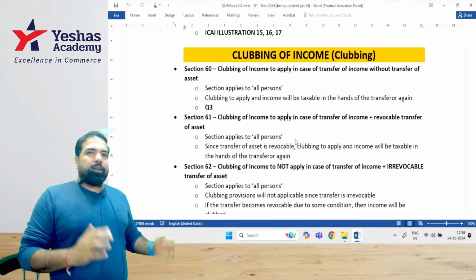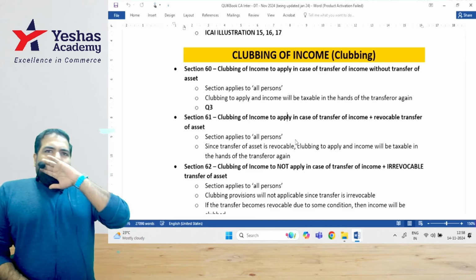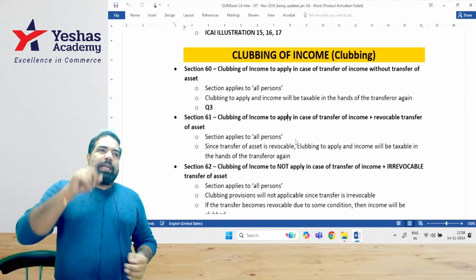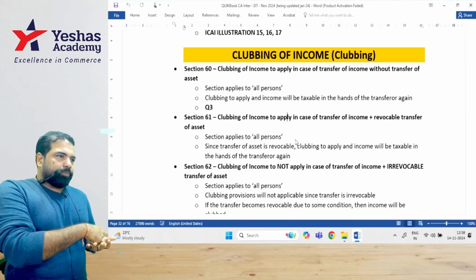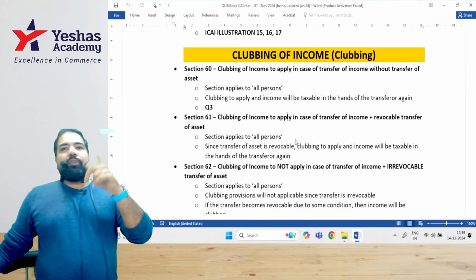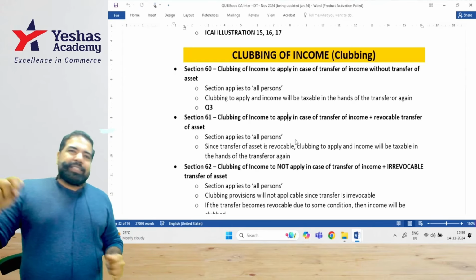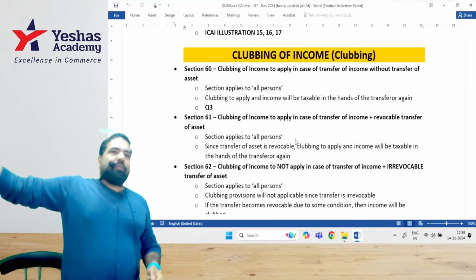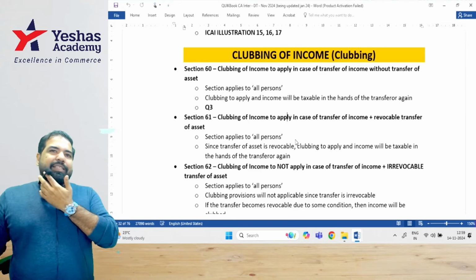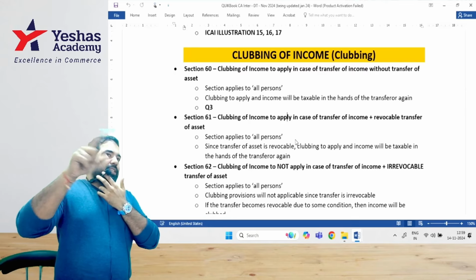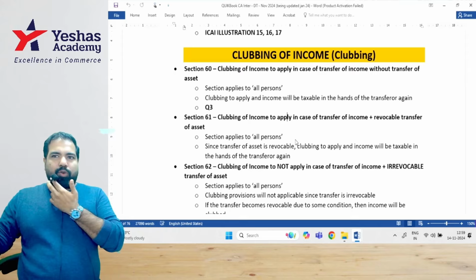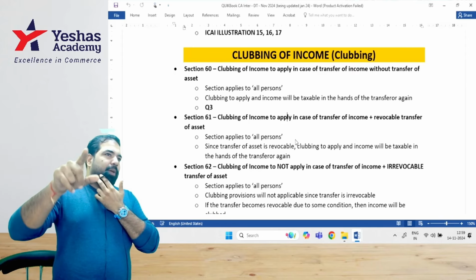Well, this is the bigger part. The smaller part, which does not only apply to individuals, it applies to everyone. They say that if you have some income and some asset, but you choose to only transfer the income without transferring the asset. Example, guys, I transfer my salary to someone, but I work somewhere, or it's my house, but the rental income is going to my neighbor. Is that right? No. The government says this is wrong. So the income will go back to the owner or the transferor. Are we okay? Section 60.